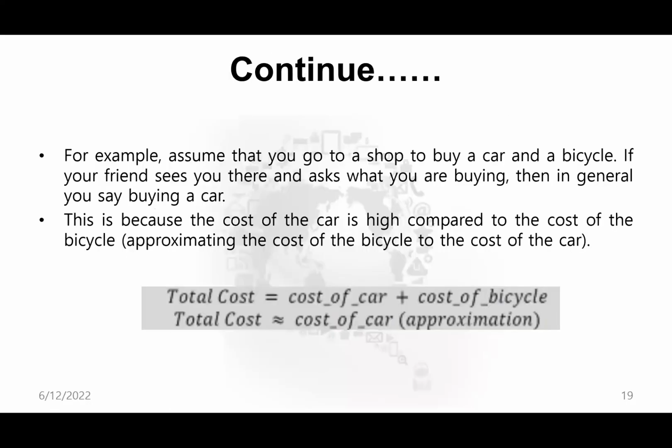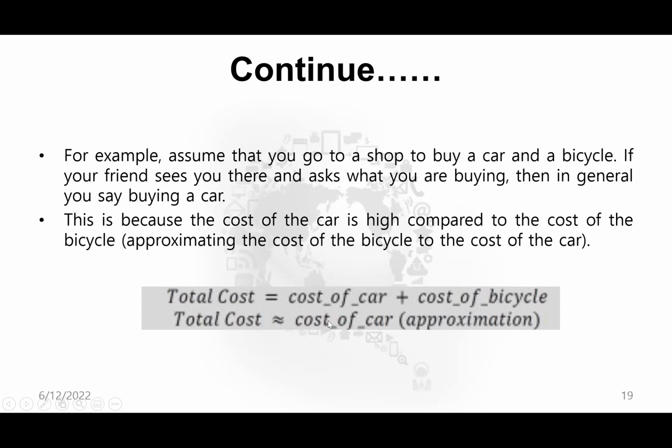So for example, let's say you need to go to a shop to buy a car and also a bicycle, and your friend there asks you, what are you buying? Then you will say, oh, I buy a car. Why do you say this? Because the cost of the car is much higher compared to the cost of the bicycle, right? So if we look at the total cost that you need to pay when you buy a car and a bicycle, of course, the exact price you pay, you add up together, right?